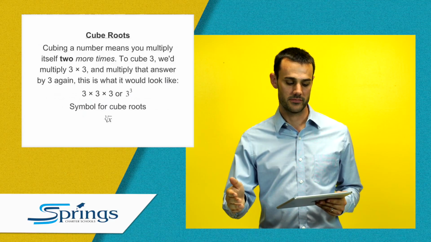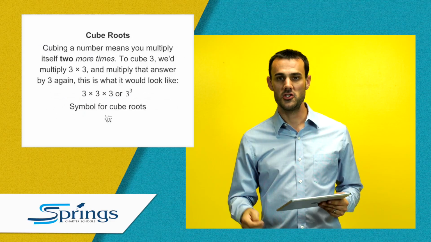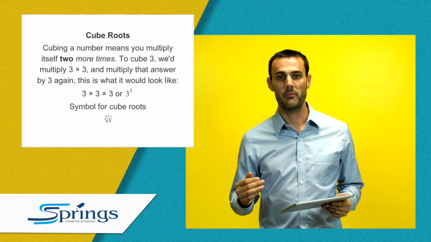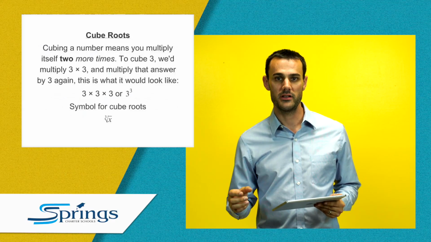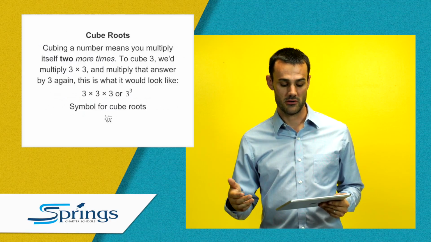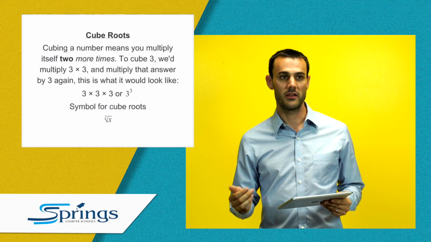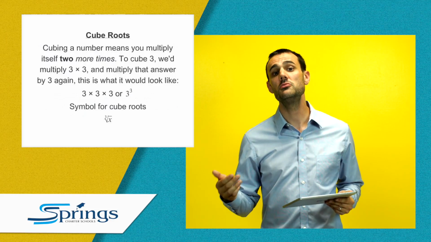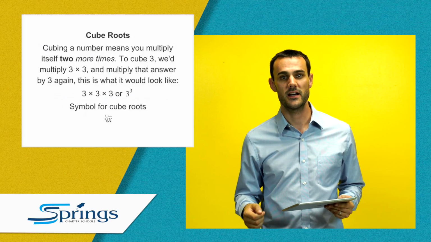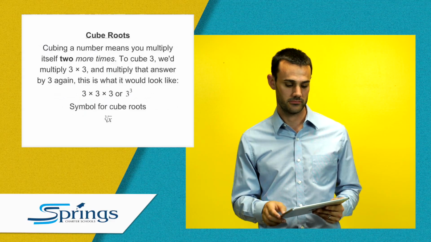All right, cube roots. Cubing a number means you multiply it by itself 2 more times. So to cube 3, we would multiply 3 times 3 times 3. Okay? Now, when we write that in a regular format, it would be 3 as a base, and also in this case, 3 as your exponent. So the symbol for cube roots is also listed here at the bottom. It looks like a funny division symbol with a line that jets out of it, and because it's a cube root, we have to stick that little 3 in there so we signify that it is for a cube root. Without that 3 there, we would just think it's a plain old square root.